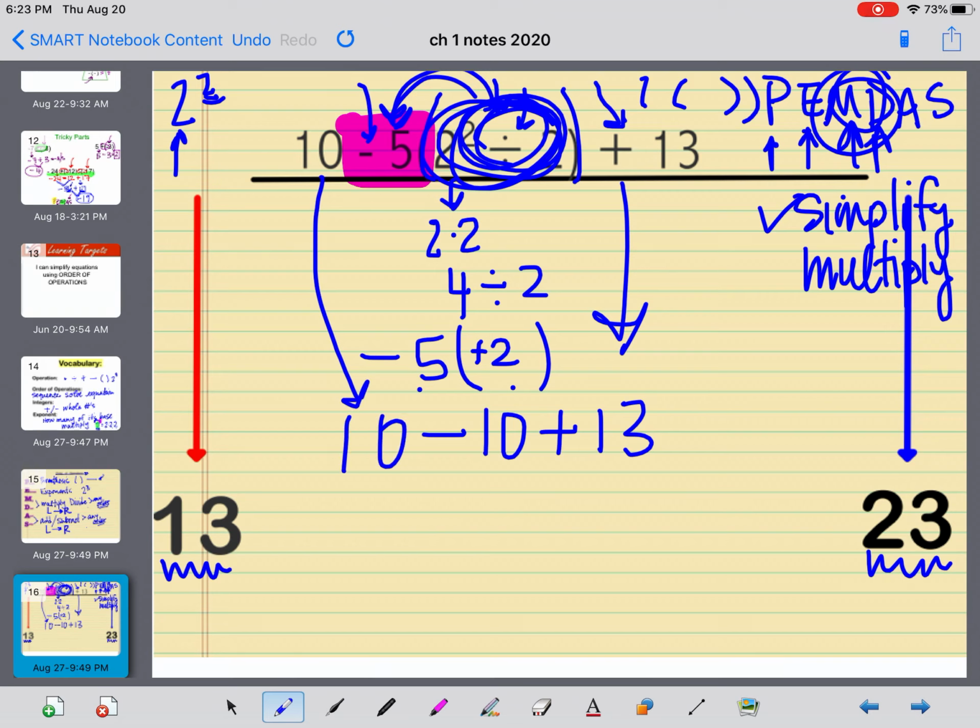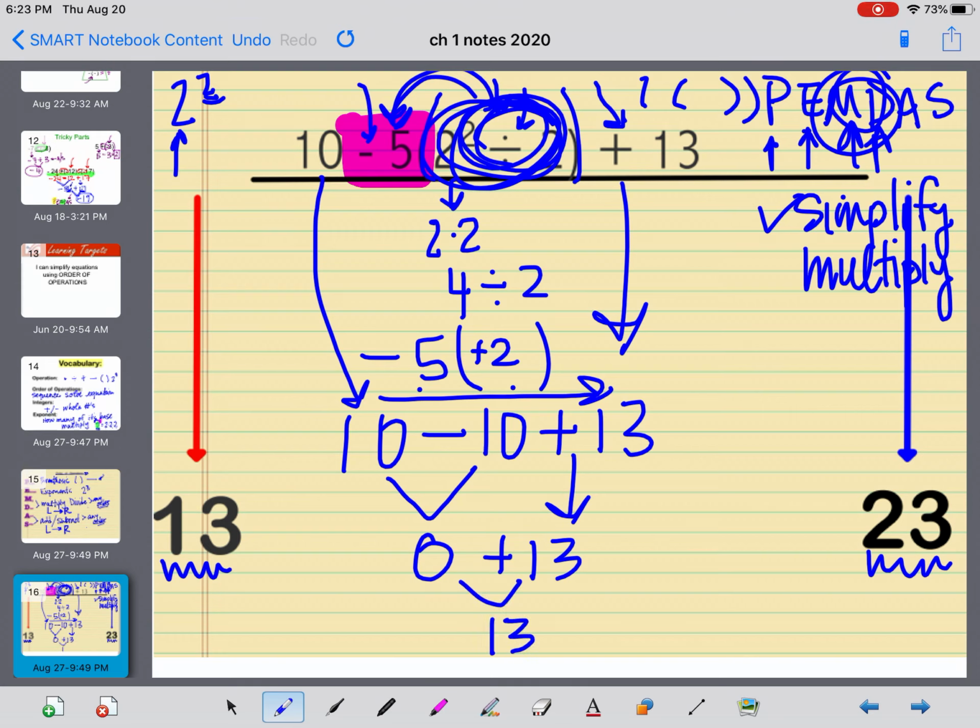And now I just have addition and subtraction. So I'm going to combine these two together, and I'm just going to work this thing left to right, just like I normally do. So 10 minus 10 gives me 0, and then I drop the +13 down, and that gives me 0 plus 13, which is just 13. And I could put +13 down here if I wanted to, or I could just write it as a plain 13. Okay? All right, so the answer to this one then was 13.